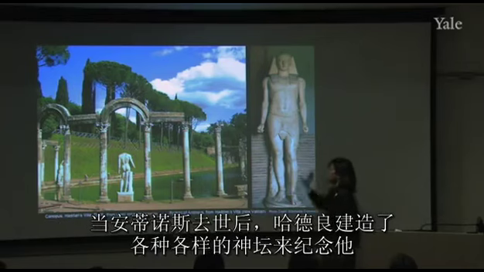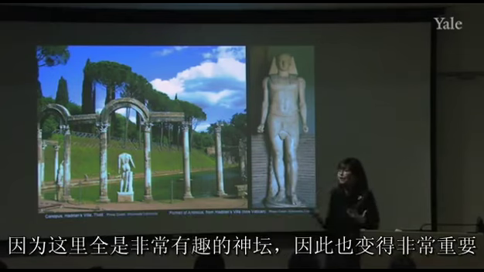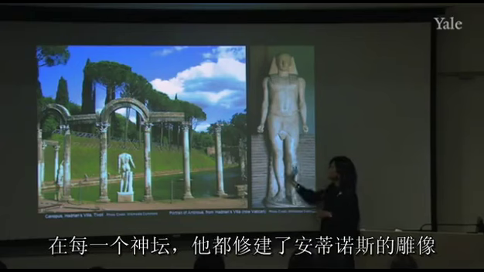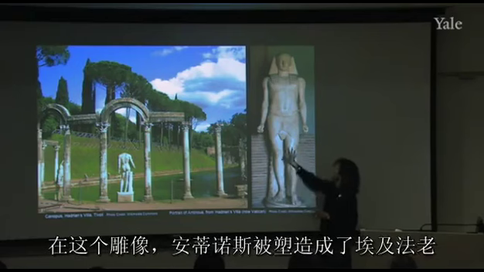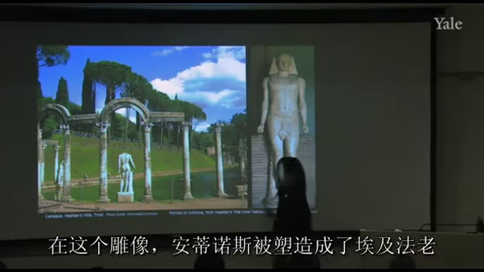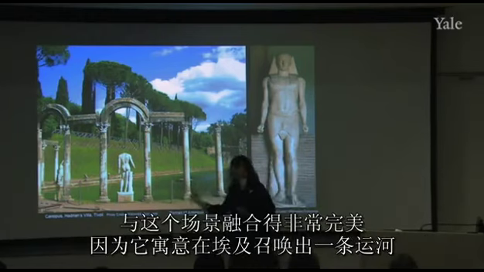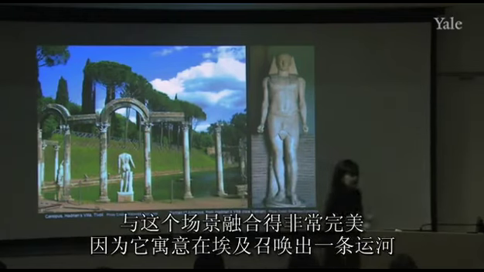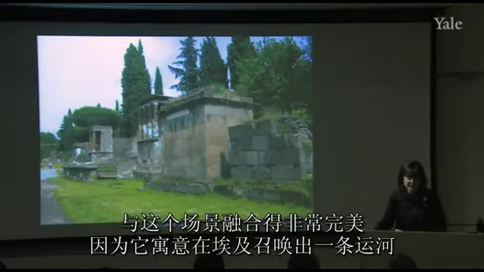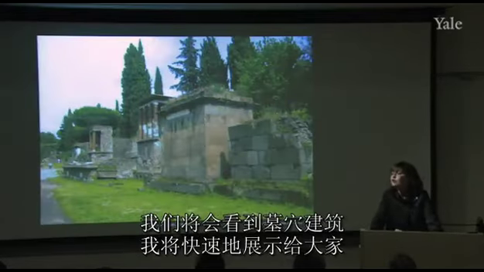And when Antinous died, he created all kinds of shrines for Antinous, and this is very important architecturally. In each of those shrines he created statues of Antinous, and this is one showing Antinous as an Egyptian pharaoh, which was perfect for this particular locale because it was meant to conjure up a canal in Egypt.